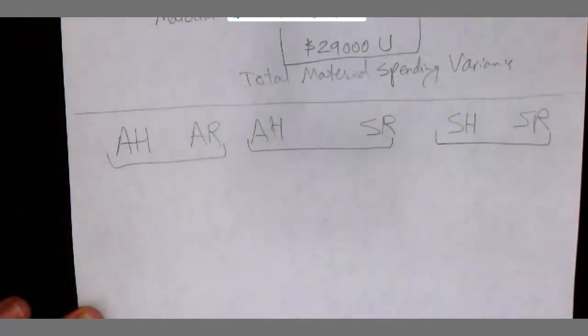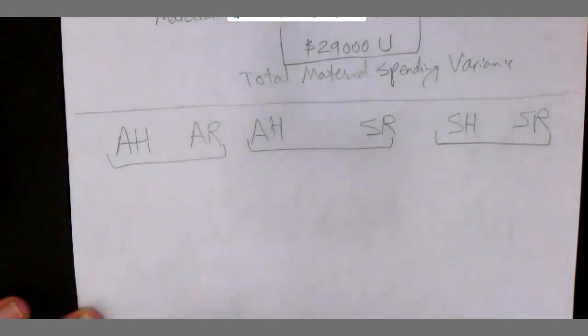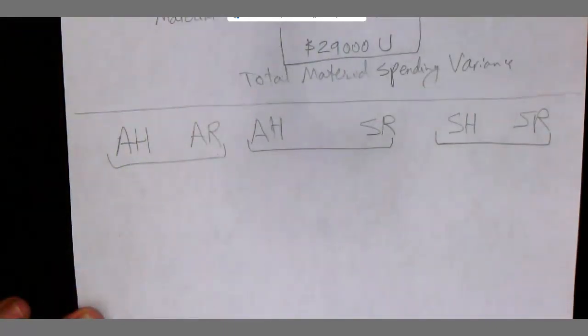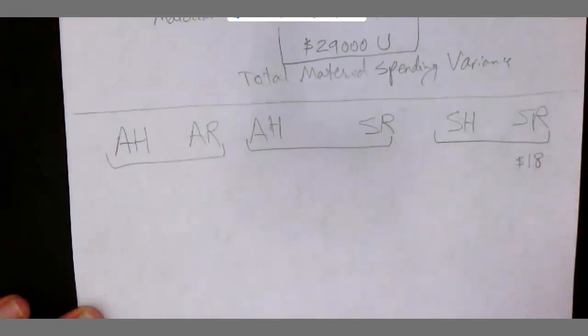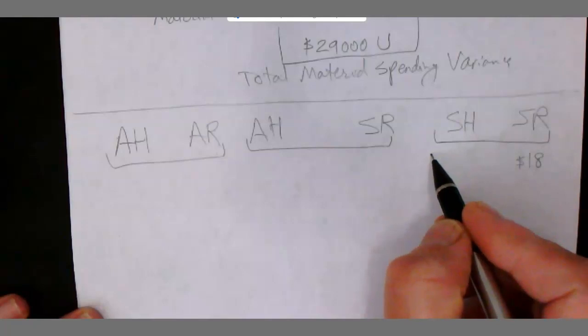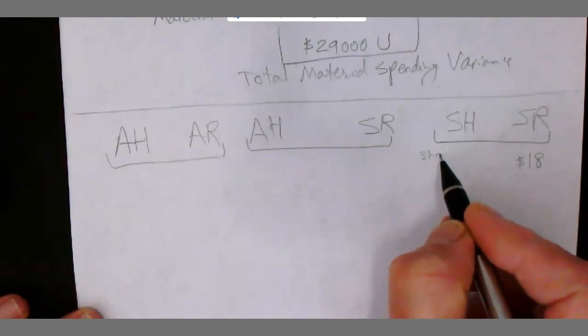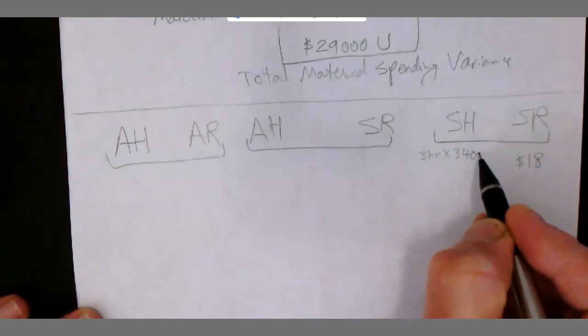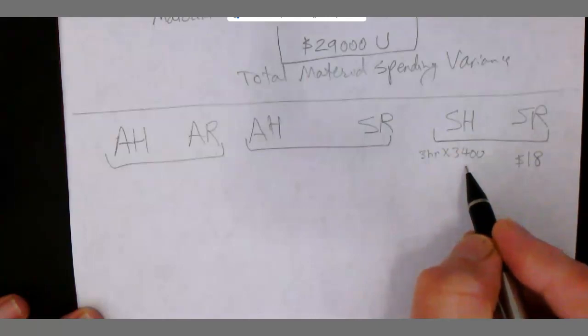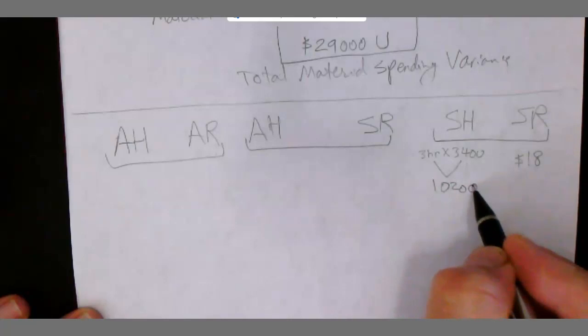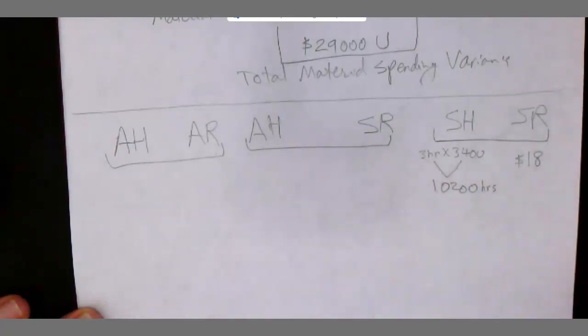So let me have the ebook on my screen some way. Okay. So the information I have in the ebook says that my standard rate is $18 per hour for the labor, and standard hours are 3 hours times 3,400 rail sections. So 3 hours times 3,400 sections, that means I need 10,200 hours. Okay.